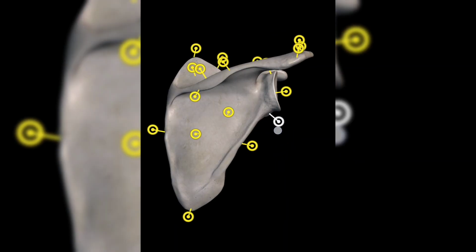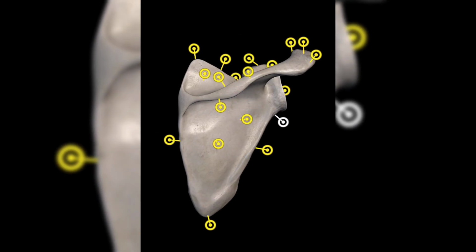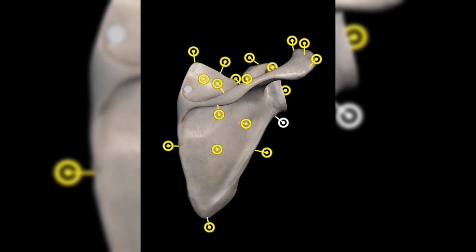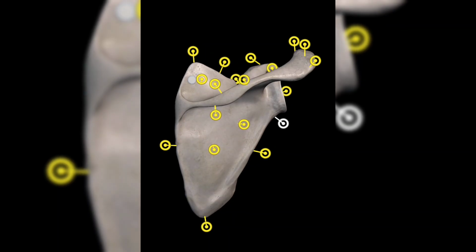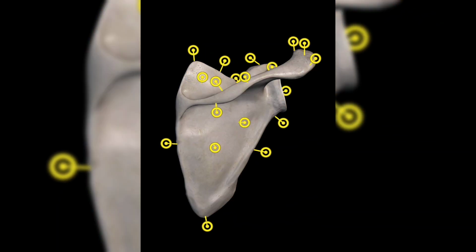The medial border. The levator scapulae muscle is inserted on the dorsal aspect of the medial border from the superior angle to the root of the spine. This area, from the superior angle to the root of the spine.